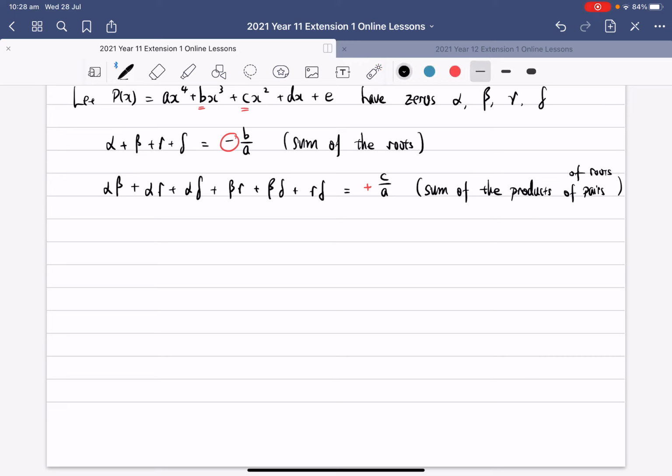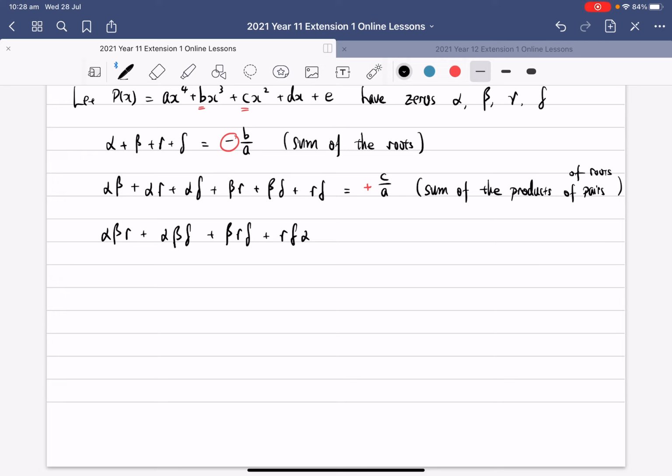Again, you need to develop your own system of writing it, otherwise it's really simple to make a mistake. I'll just do alpha beta gamma, alpha beta delta, and then move on to beta gamma delta. And then you should have the last one, which is gamma delta alpha.